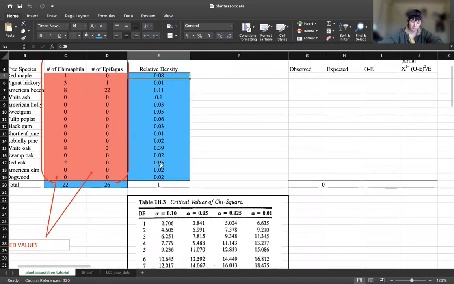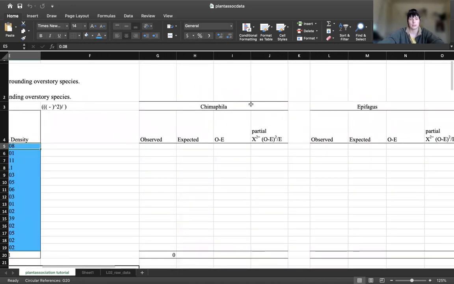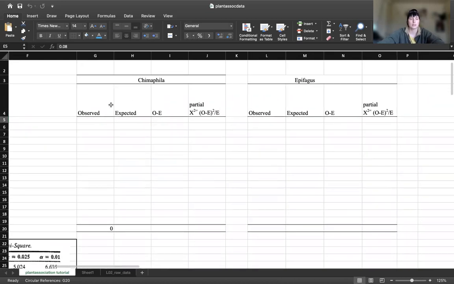So we can make a table for each of the understory species, and the headings will be observed, expected, observed minus expected, and the partial chi-square, which is equal to observed minus expected, squared, divided by the expected. Then we sum up the entire column, and that will give us our chi-square value.